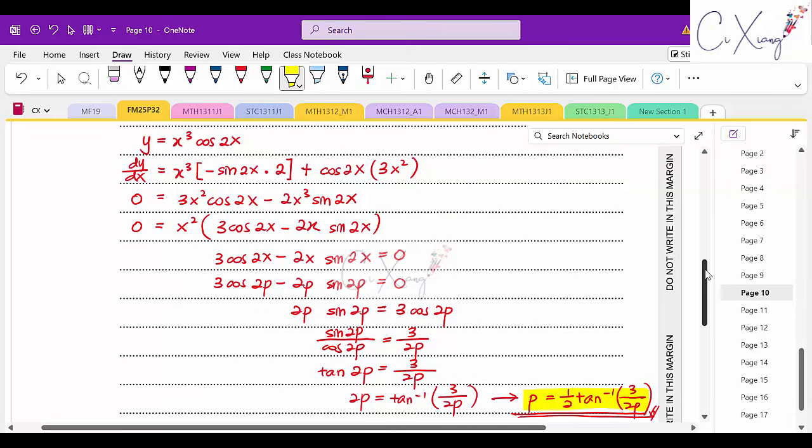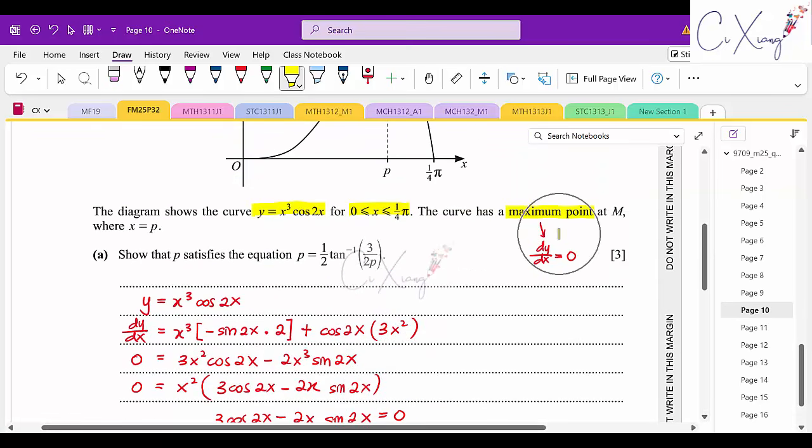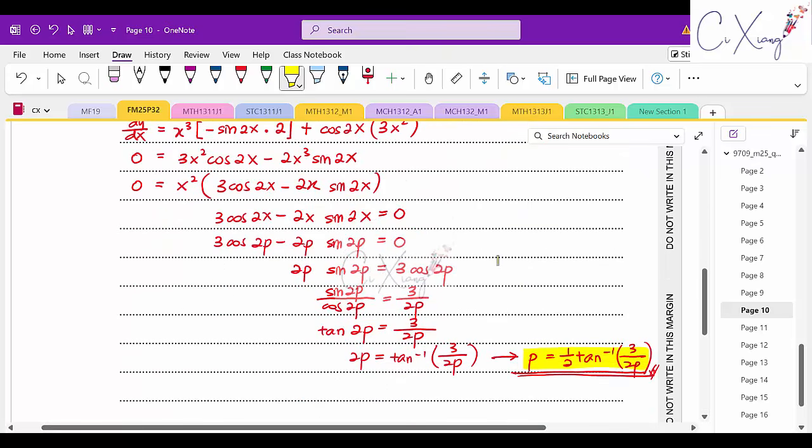Okay, so to start, basically you still need to refer to the useful information given in the question. Then you start from that and you slowly rephrase it. Okay, all right, so this is what you have for part A. Then let's continue to part B.